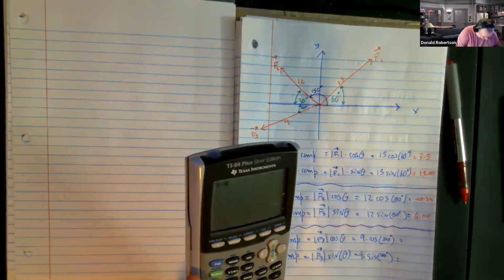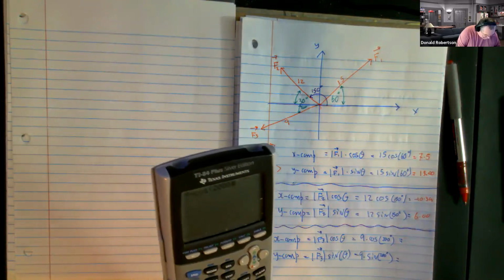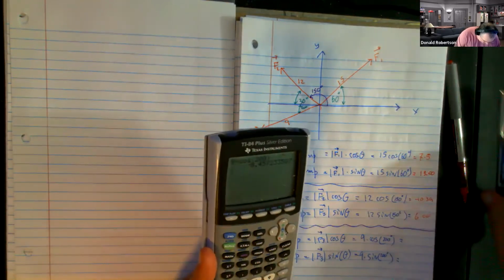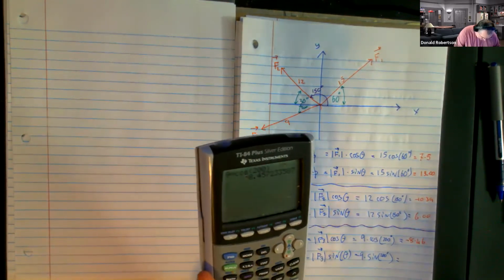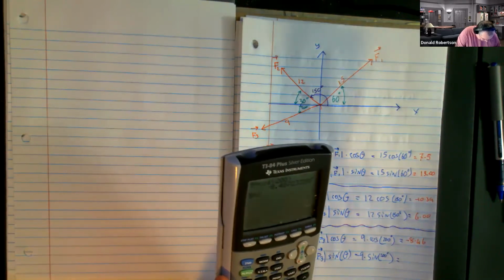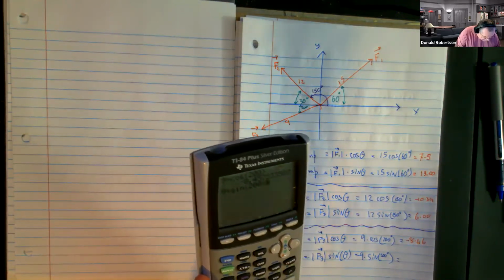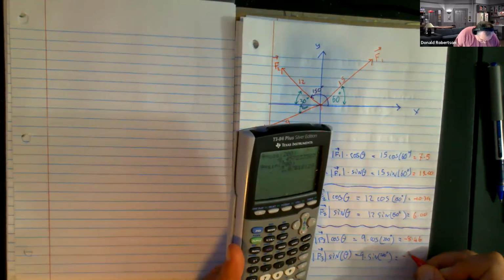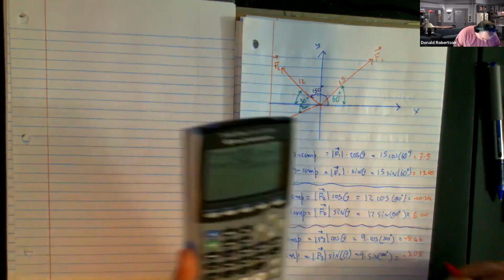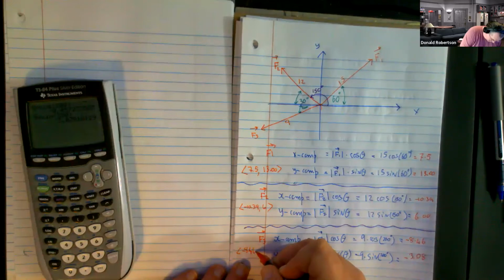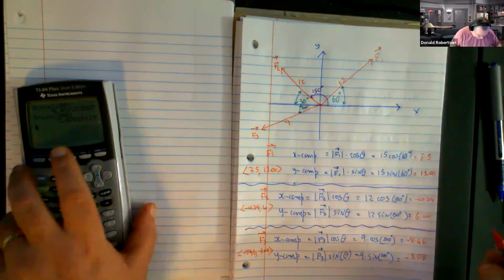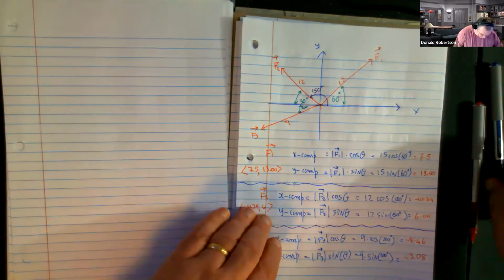So 9 times a cosine ends up being negative 8.46. And 9 times the sine of 200 ends up being negative 3.08. And that is our last one: negative 8.46, negative 3.08. Which gets us to the first of the two answers they want.